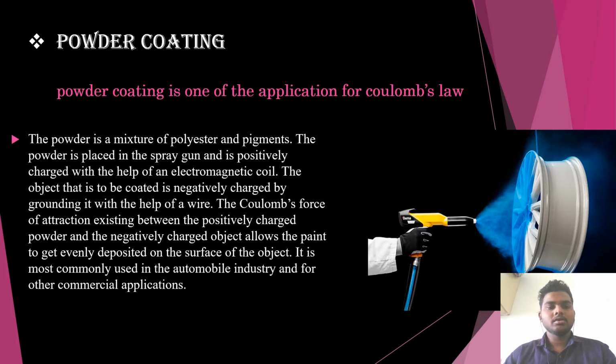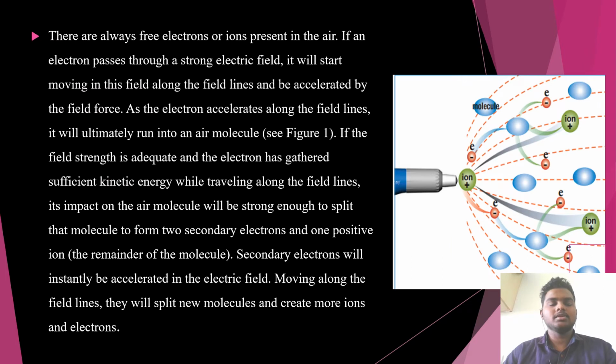Powder coating. Powder coating is one of the applications of Coulomb's law. Powder coating is a mixture of polyester and pigments. The powder is placed in the spray gun and it is positively charged with the help of an electromagnetic coil. The object that is to be coated is negatively charged by grounding it with the help of a wire. The Coulomb force of attraction existing between the positively charged powder and the negatively charged object allows the paint to get evenly dissipated on the surface of the object. It is most commonly used in the automobile industry and for other commercial applications.